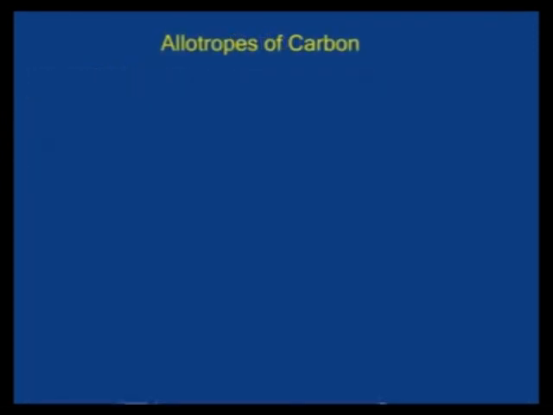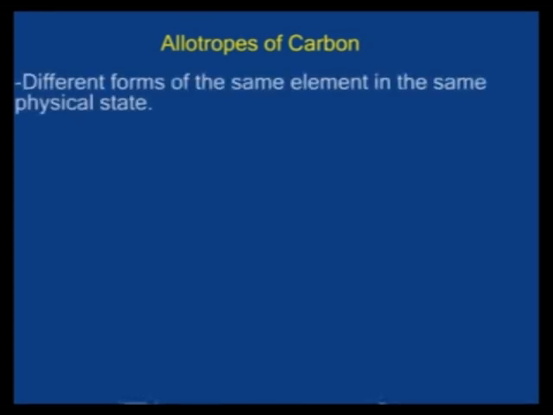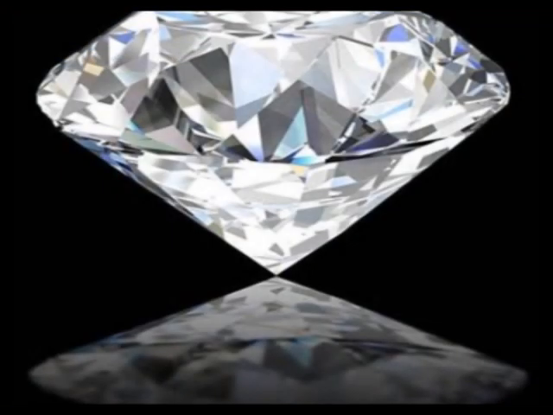Allotropes of carbon. Now we said that allotropes are different forms of the same element in the same physical state. We also said that diamond and graphite are the two allotropes of carbon. Let us look at diamond. Diamond is colorless, transparent, and shiny. Now physically, that is how a diamond looks like.